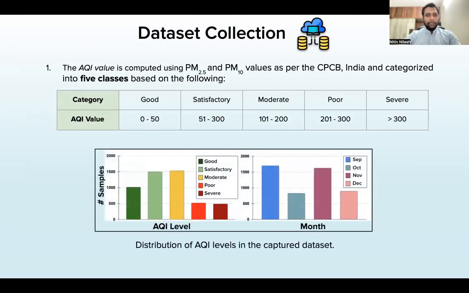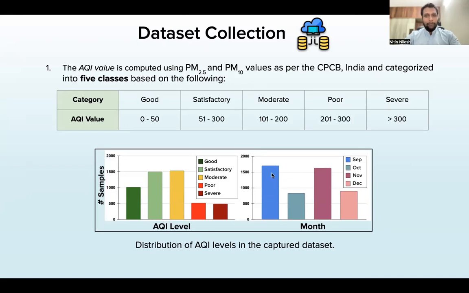This graph shows the distribution of AQI levels in the captured dataset. So we can see here that out of total 5,000 images, we have 1,000 images in the good category, around 1,500 each for satisfactory and moderate, and around 500 each for poor and severe. We have less poor and severe because that condition occurred very rarely compared to others when we were roaming in the streets of Hyderabad.